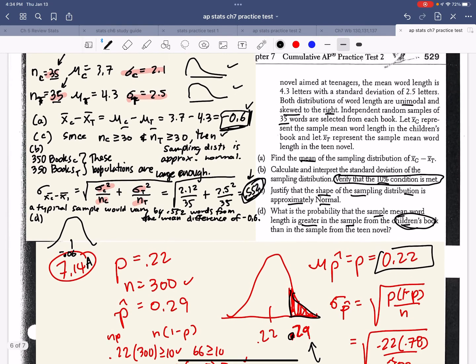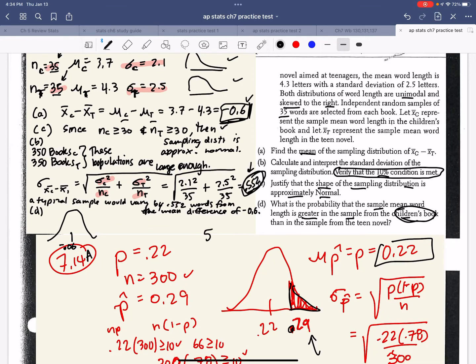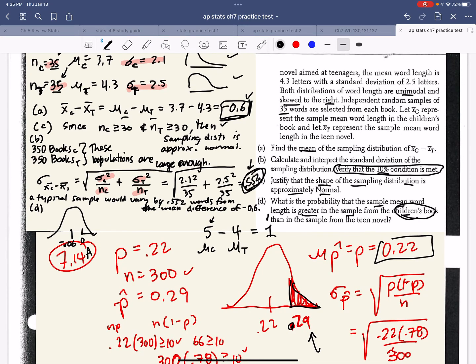So if the children's book was 5 words, mu C, and the textbook, it's like, what's the likelihood that the children's book is greater? Notice I get a positive number if the children's book is greater. So I need to find 0, and I need to find the area under the curve, any number positive of that. Because if I get a positive number, it means children is greater, because they told me to do children minus the novel.